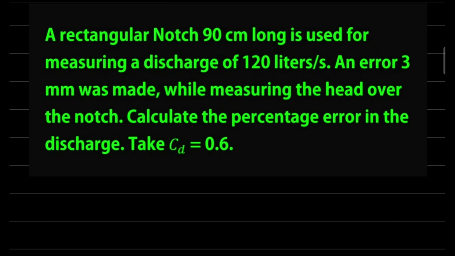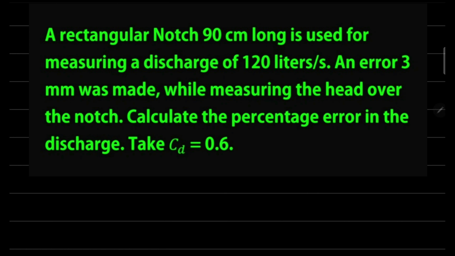So our next problem is based on the estimation of the error in the discharge due to the error in the measurement of the head. The problem says that a rectangular notch which is 90 centimeter long is used for measuring a discharge of 120 liters per second. An error of 3 mm was made while measuring the head over the notch. We have to calculate the percentage error in the discharge, considering that CD is equal to 0.6.